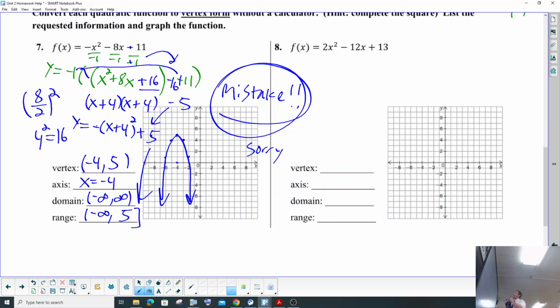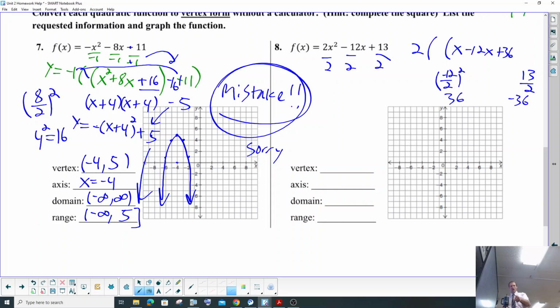So then, gotta divide by 2 on these. Remember, divide by 2. And then, after you divide by 2, you have to send that 13 away. 13 halves. And then take the b, divide by 2, and square it. Negative 6 squared is 36. You're going to add 36 and you're going to subtract 36, right?